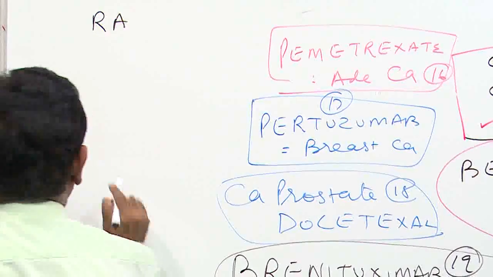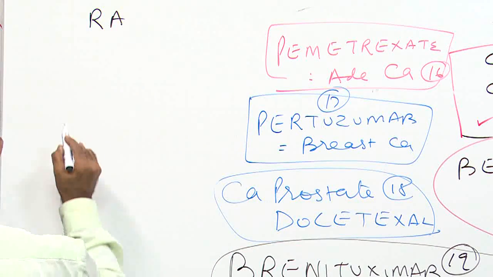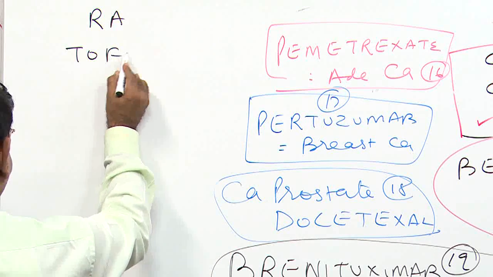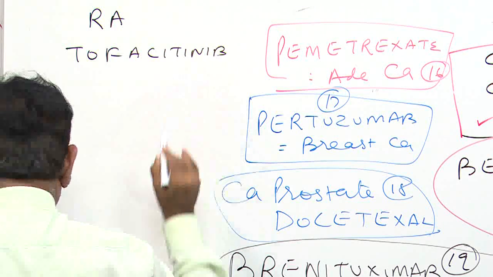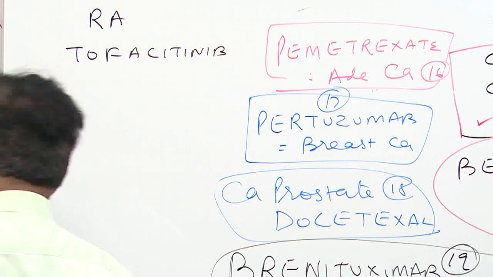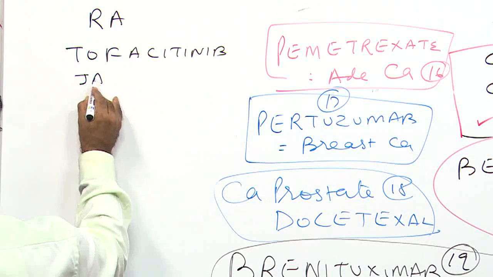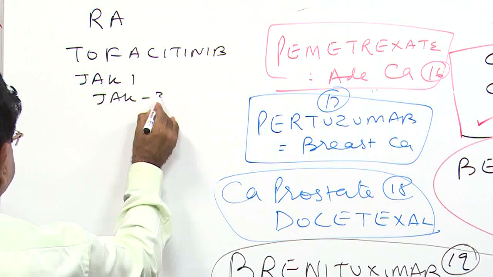So, the drug for rheumatoid arthritis is tofacitinib. This we are using. These are JAK1 and JAK3 inhibitors.